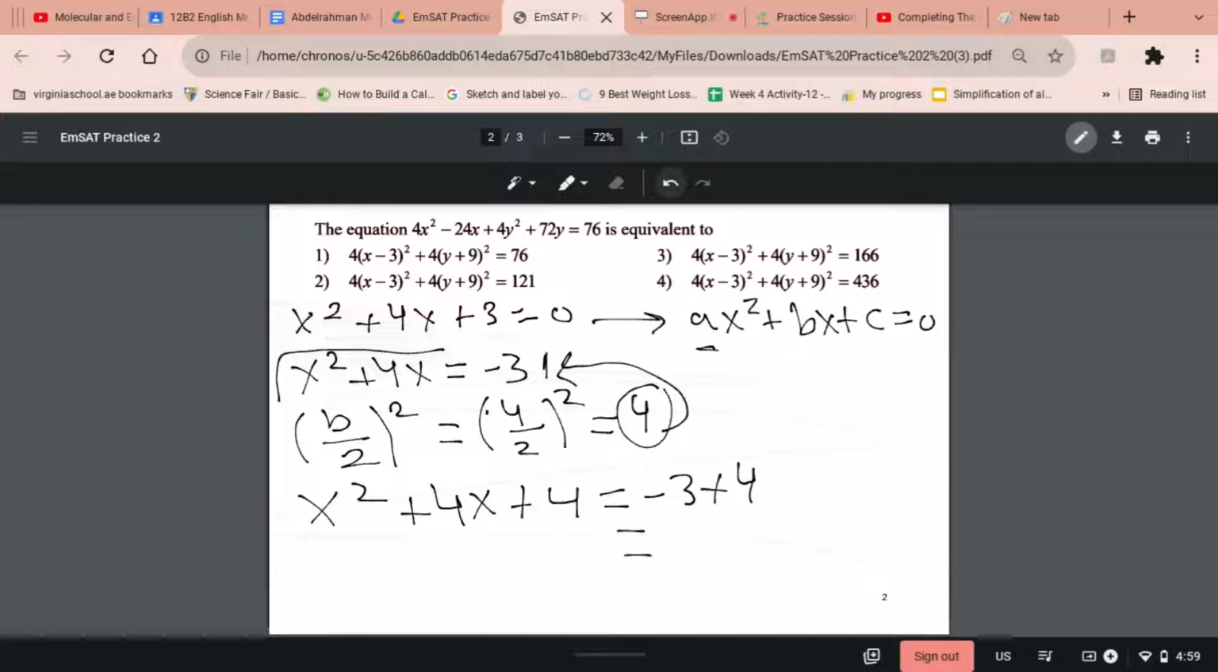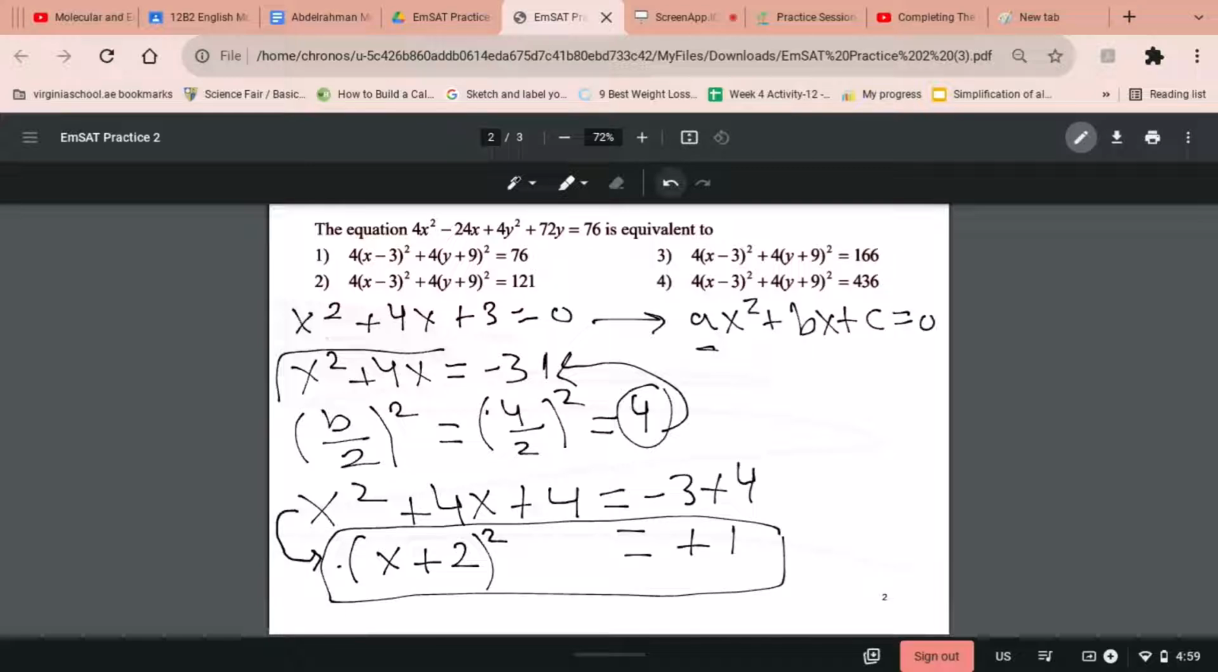So -3 plus 4 is plus 1. And we can make this into this form, (x plus 2) squared, which is equal to x squared plus 4x plus 4. We stop at this step. We can complete and get the value of x by taking the square root of both sides, and we get the values for x1 and x2. But this is not the purpose of this video, because this question does not need the value of x.